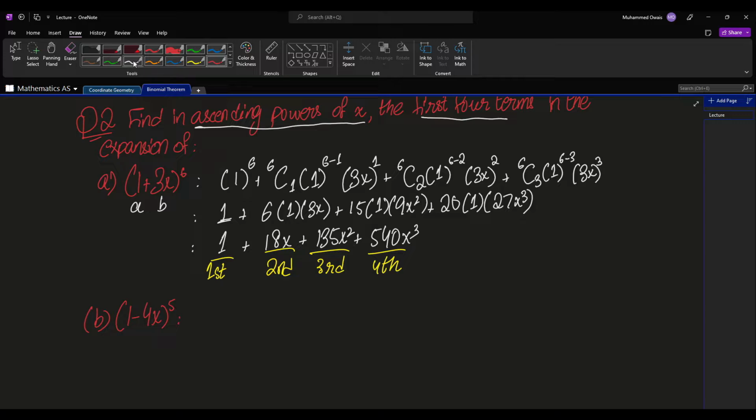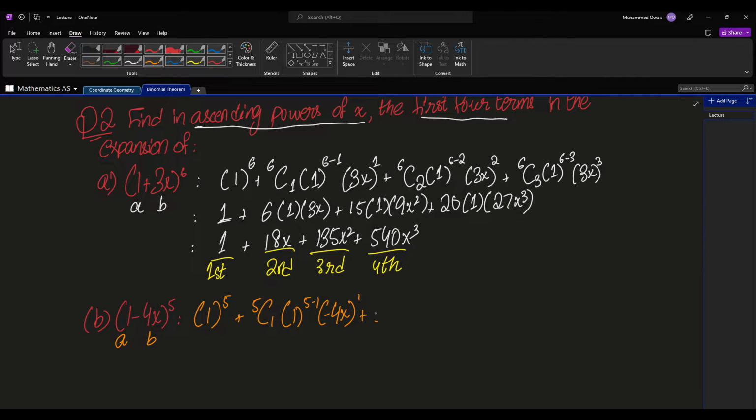Okay then, let us do this once again. a is 1, 4x is b. So then, this gives us 1 powered 5 plus 5C1 into a, which is 1, so power 5 minus 1. And then b is negative 4x, not 4x, negative 4x. So this gives us negative 4x power 1, because the power of b, r, here is 1.